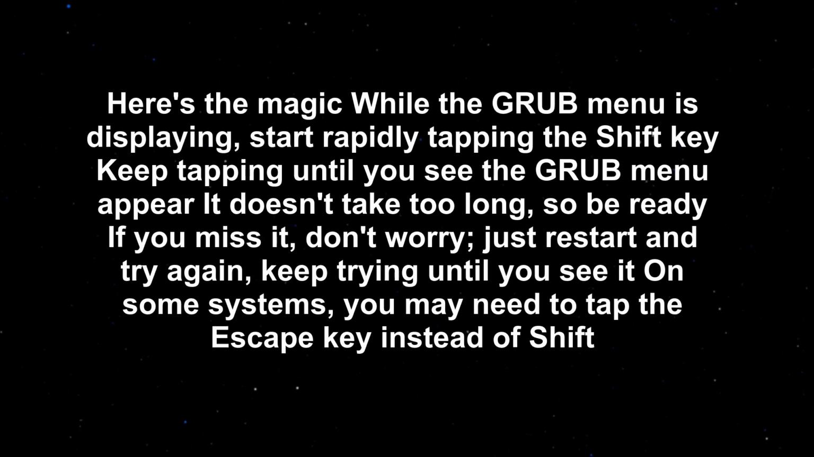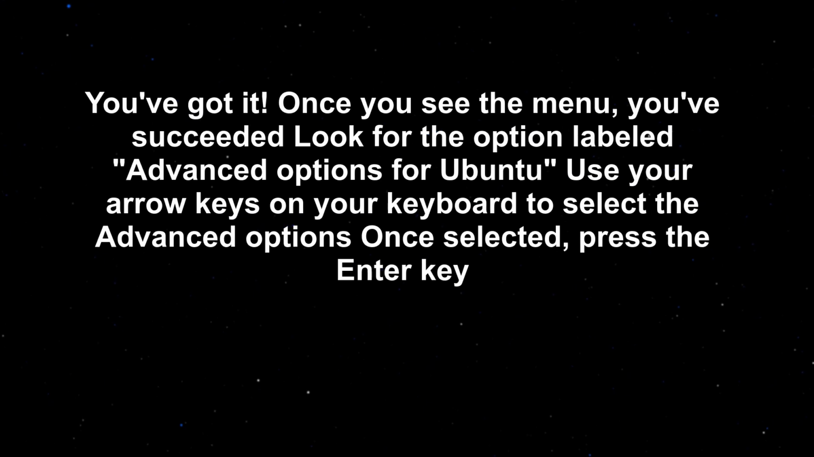Here's the magic. While the GRUB menu is displaying, start rapidly tapping the Shift key. Keep tapping until you see the GRUB menu appear. It doesn't take too long, so be ready if you miss it. Don't worry. Just restart and try again. Keep trying until you see it. On some systems, you may need to tap the Escape key instead of Shift. You've got it. Once you see the menu, you've succeeded.